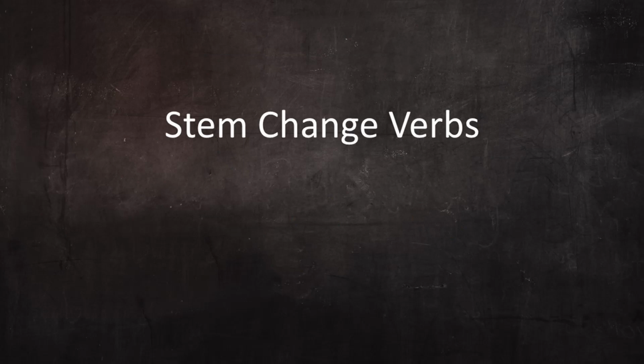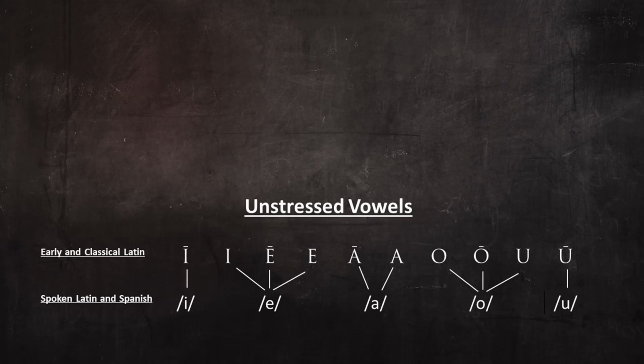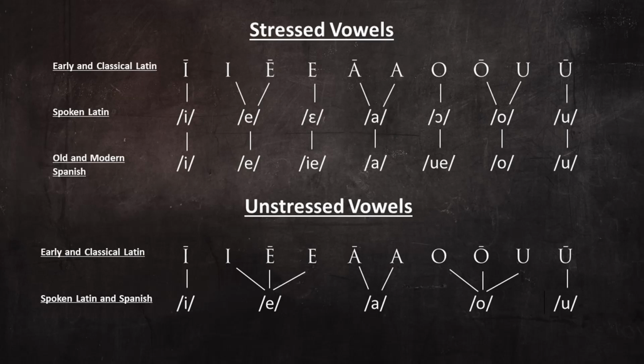Stem change verbs. One interesting consequence of the 2 processes we've described in this video, metaphony and diphthongization, is the emergence of Spanish stem change verbs. In my next video, I'll talk about the ins and outs of the unstressed or atonic vowels, but for now it's sufficient to say that in unstressed syllables, the 10 Latin vowels reduced to 5 Spanish vowels like this. As you can see, the big difference in outcome between the stressed and unstressed system is these diphthongs that arose from these vowel phonemes in the stressed vowels.